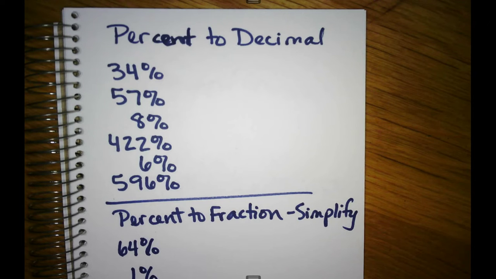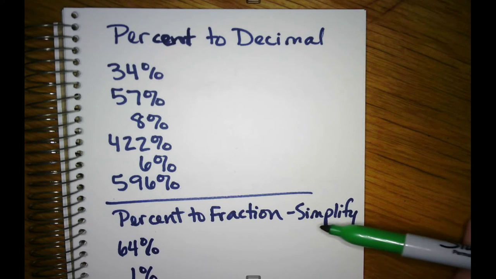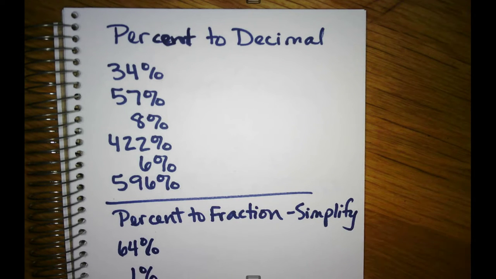In this video, we're going to review a couple of different kinds of problems that will be in your Get More Math assignment this week. These two types of problems are changing a percent to a decimal and changing a percent to a fraction, and then making sure that we simplify that fraction. We know that a percent is a ratio to 100.